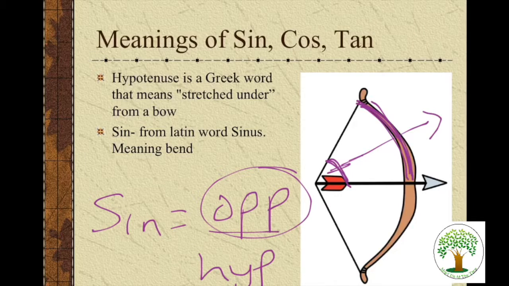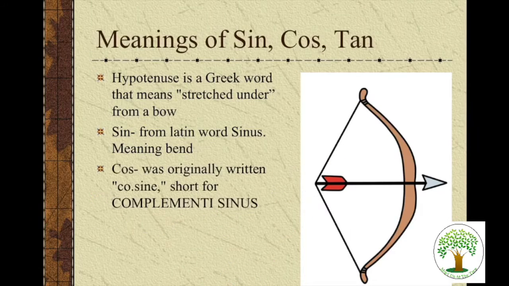So sine had to do with being bent. I thought that was kind of cool. Cosine was actually the word co and sine put together, like complement. This is actually a Latin word, complement of sine. The complement means like adds up to 90 degrees.